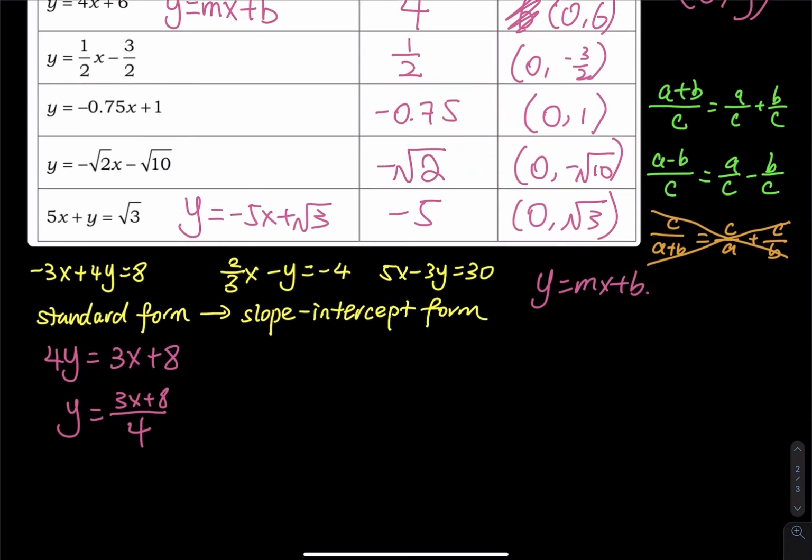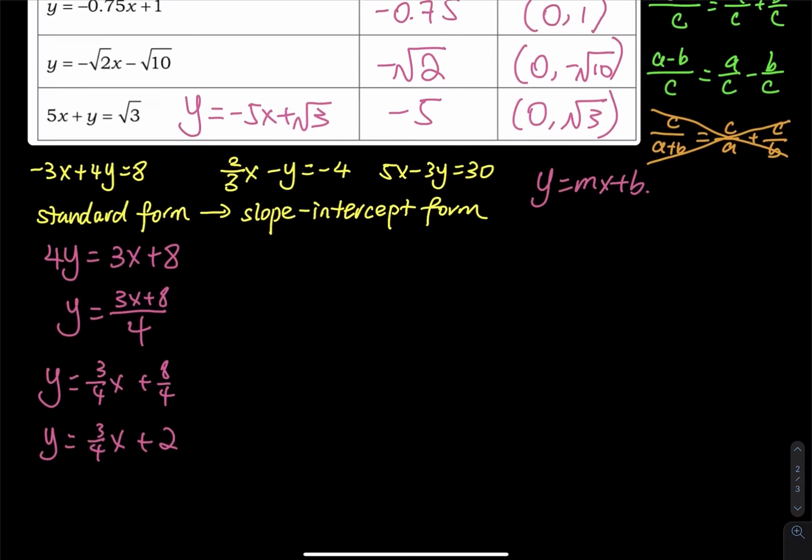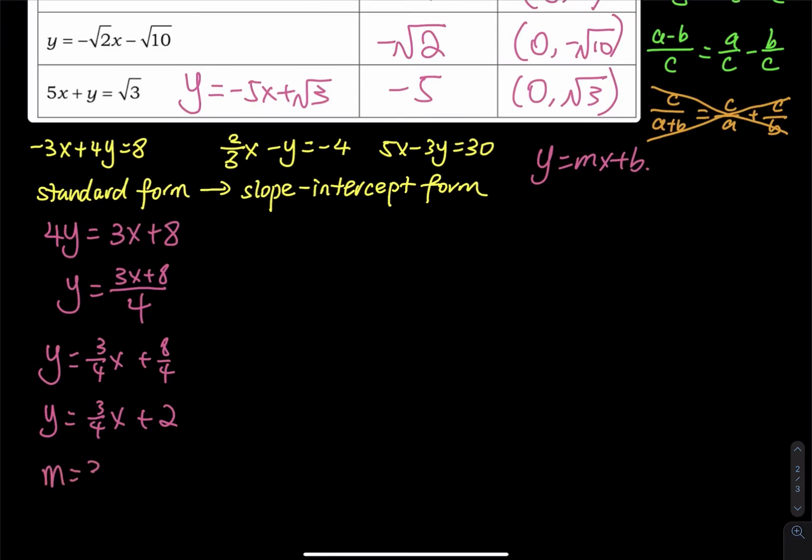So we split that into 2 fractions. y equals 3 over 4x plus 8 divided by 4. So you have y equals 3 over 4x plus 2. Then the slope is equal to 3 over 4. And then the y-intercept is 0, comma 2. It is just that simple.